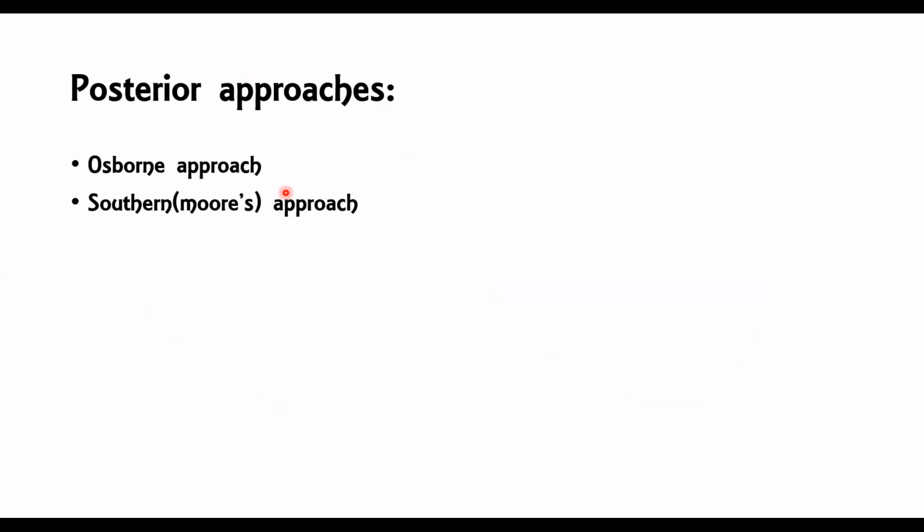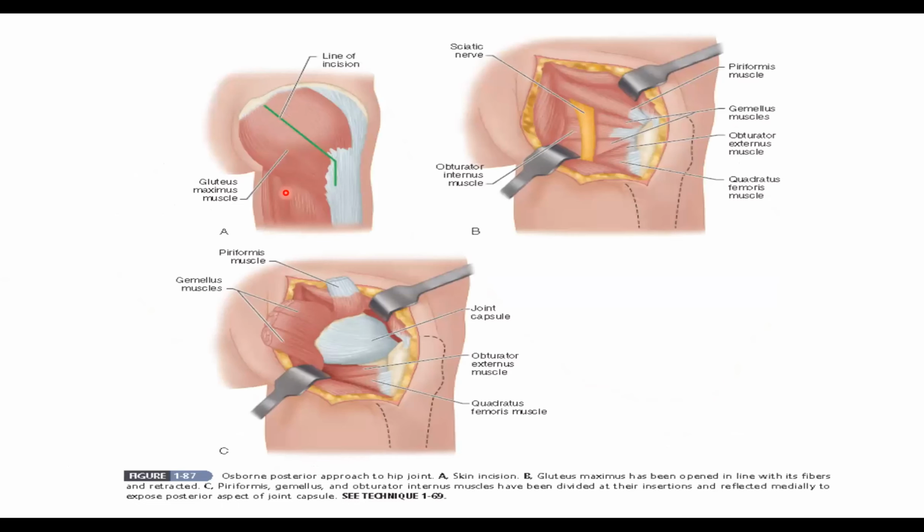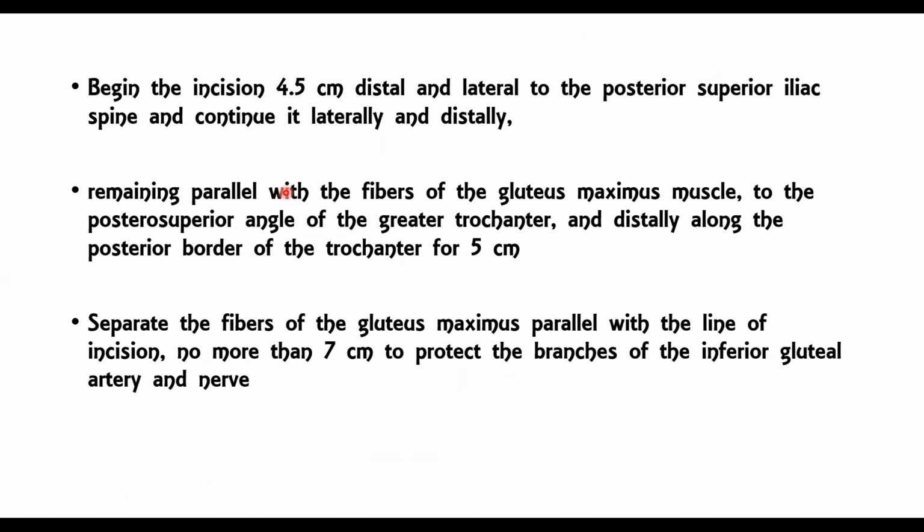Going to the last thing, the posterior approach to the hip joint. You all know that the name is Southern approach or Southern-Moore approach. You will have two things. One is Osborne, another one is the Southern-Moore approach. Okay. Going to the Osborne approach, you see the incision. I will come back. You need to begin the incision 4.5 centimeters distal and lateral to the posterior superior iliac spine. In that, Gibson is anterior. Okay. Posterior superior, lateral to the posterior superior iliac spine.